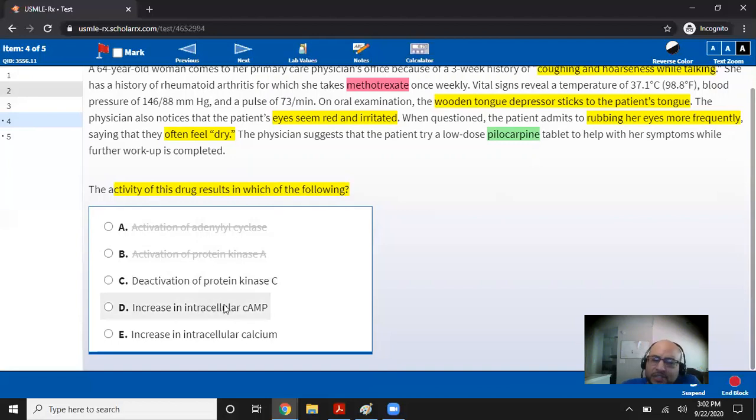What about an increase in intracellular cyclic AMP? Now, that doesn't sound like it. And then an increase in intracellular calcium, which also has a C. So now the question is, pilocarpine, by stimulating M1, do I decrease protein kinase C or do I increase intracellular calcium? So here I would say go with your gut feeling. Now, I would hope your gut is telling you to go to E.